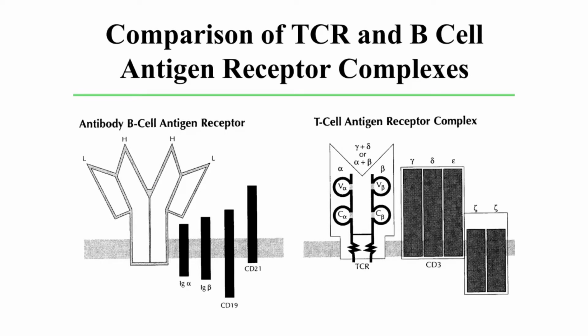In order to understand the T cell receptor and antigen recognition at the cellular level, I want to start with the B cell receptor and then move on to the T cell receptor. B cells recognize antigen because they have an antibody molecule anchored in the cell membrane, like you see here.